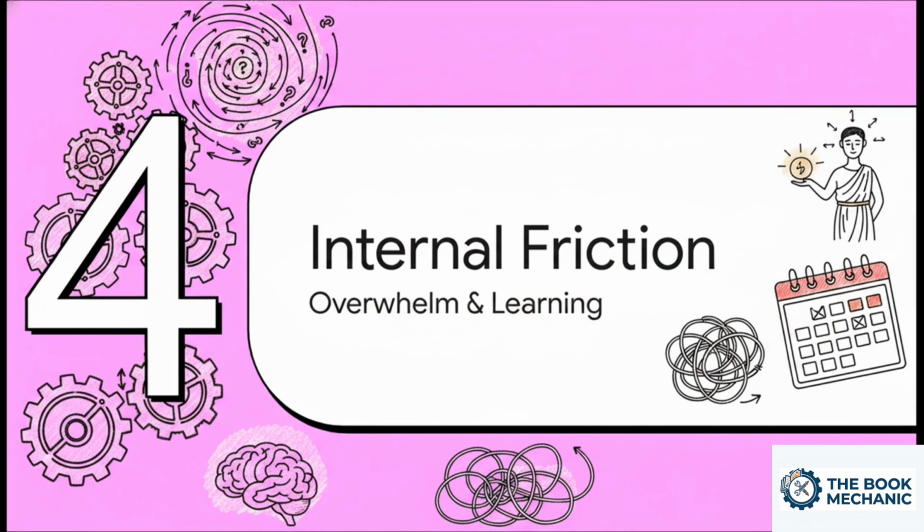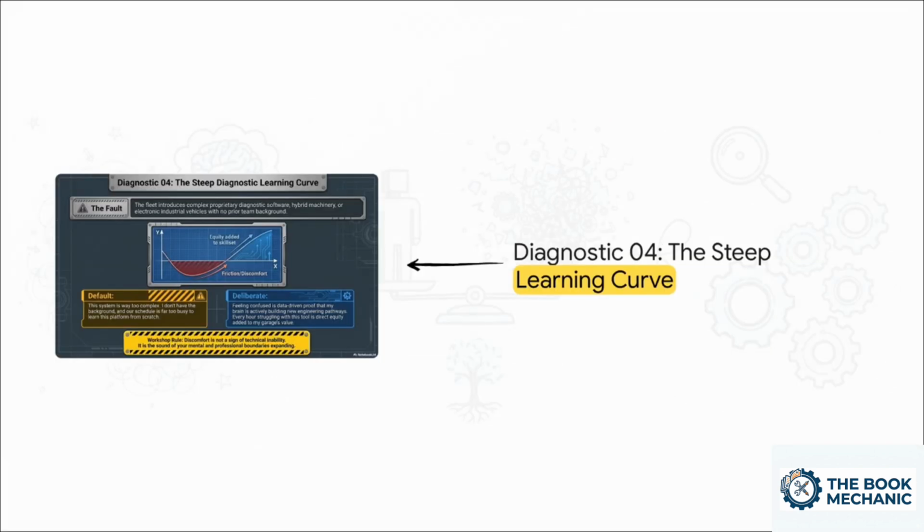Okay, section 4, internal friction, overwhelm, and learning. Diagnostic 4 highlights what happens when the fleet introduces, say, complex proprietary software or hybrid machinery that you have zero background in. The default panic immediately screams, "This is way too complex and I don't have time for this." But notice the equity graph here. See that dip into the red zone of friction and discomfort? The deliberate shift recognizes that feeling confused is actually data-driven proof that your brain is actively building new engineering pathways. Every single hour of that struggle is direct equity being added straight to your skill set.